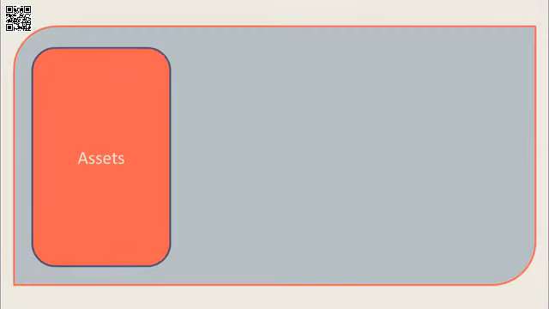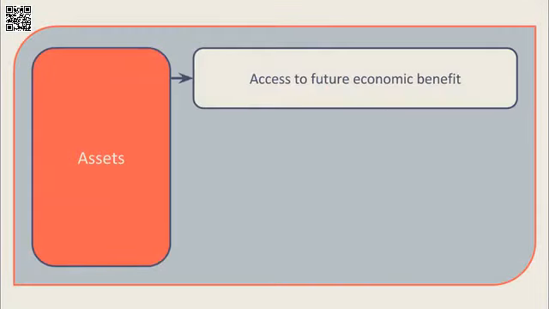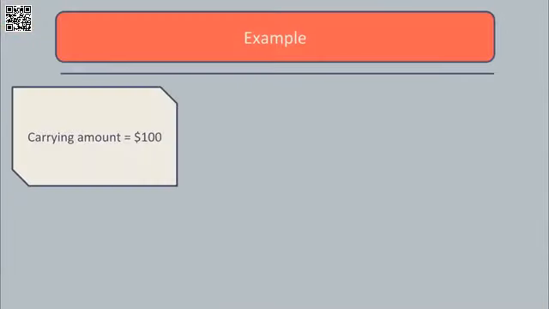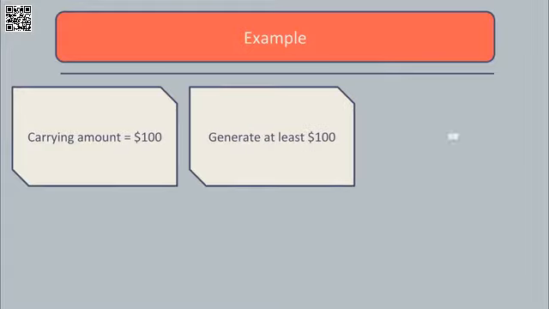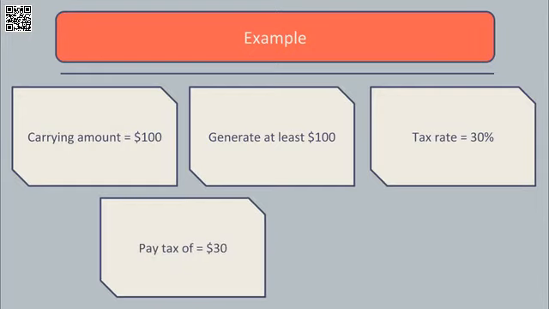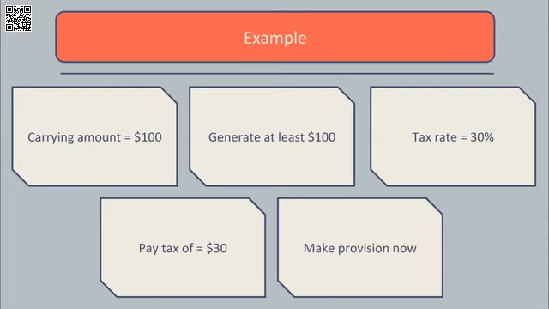We know that the definition of assets is access to future economic benefit, and therefore the unavoidable consequence of holding an asset in the business is that it will generate taxable cash flows at least equal to its carrying amount, and when it does, we will have to pay tax. So if, for example, an asset had a carrying amount of 100, it would generate at least 100, and at a tax rate of say 30%, we would have to pay tax of 30. Given that this is an unavoidable consequence, we make a provision for this now.